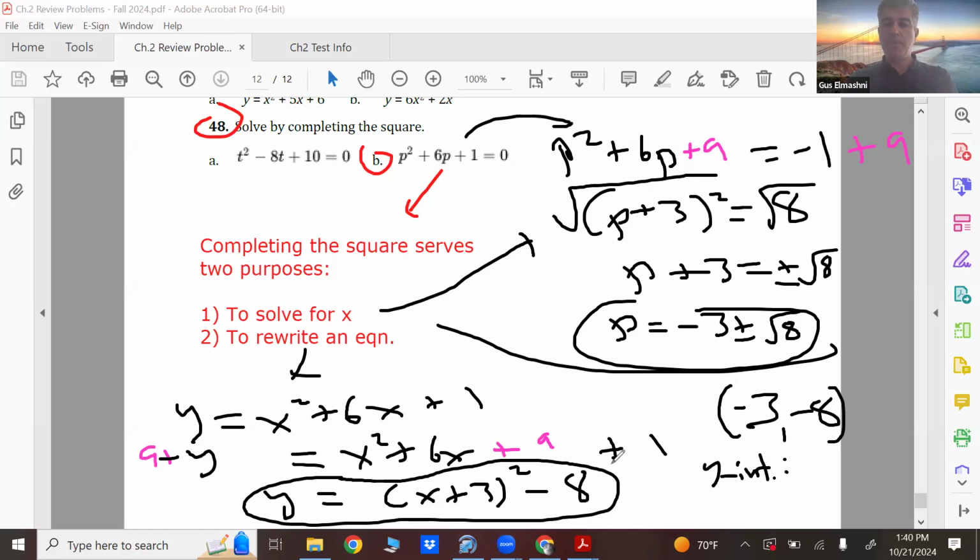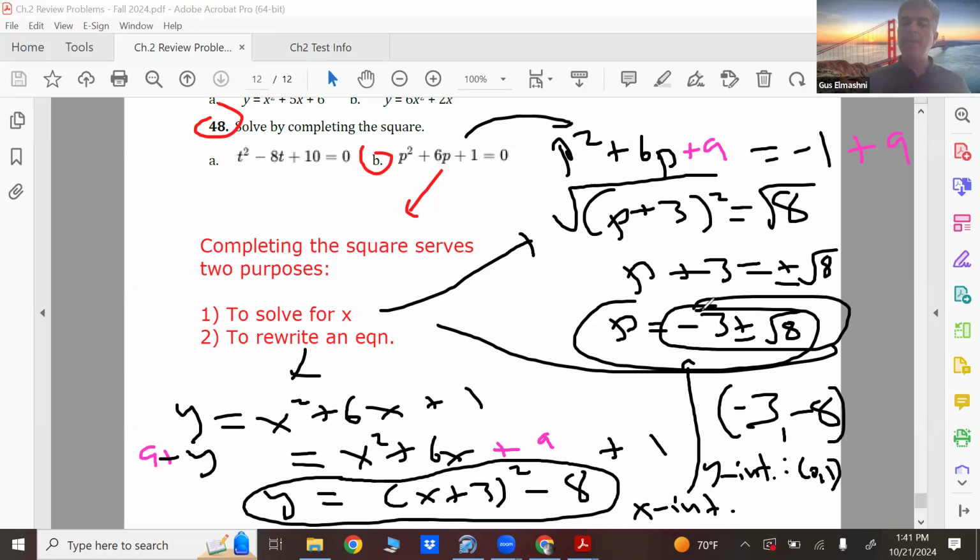Zero squared plus 6 times 0 plus 1. Yep, 0, 1. And my x-intercepts, actually, I just did it. It was right here. That's my x-intercepts. So that's why it's good to complete the square, because it actually takes care of all these things for you. You can get the x-intercepts by completing the square, and also you can get the vertex as well.